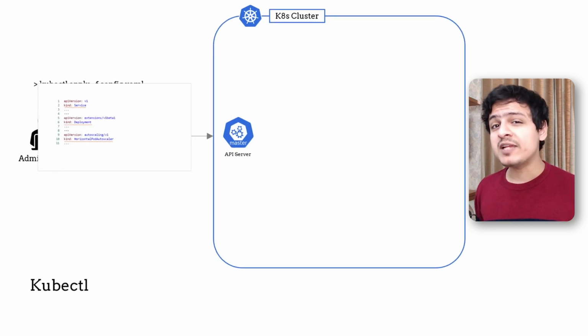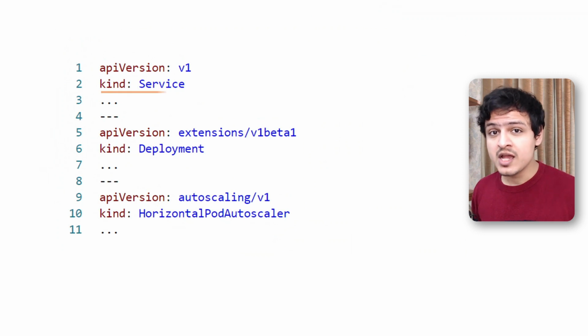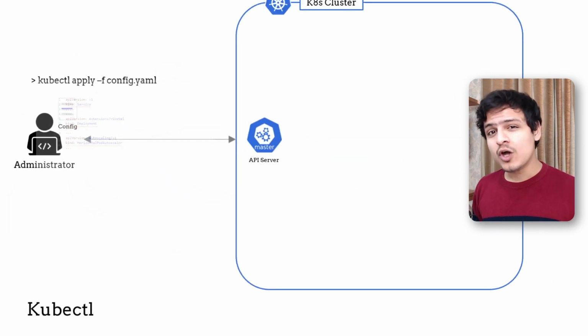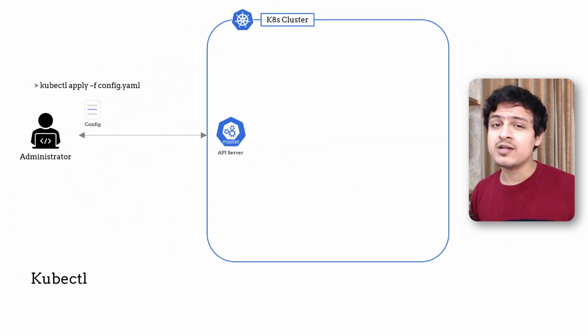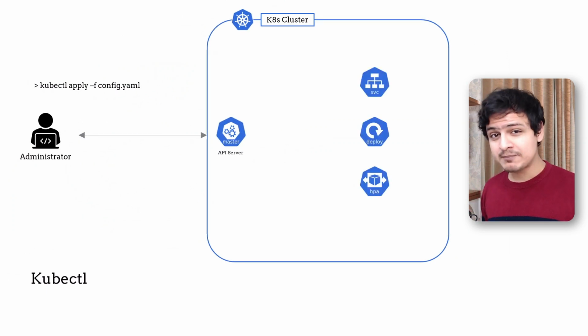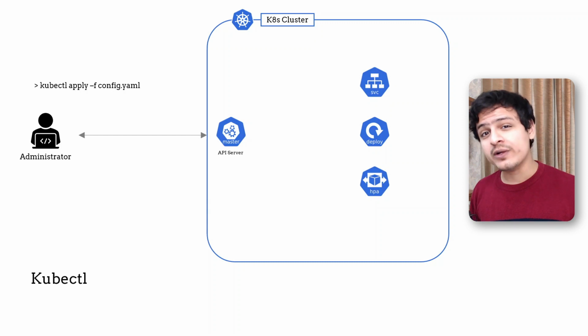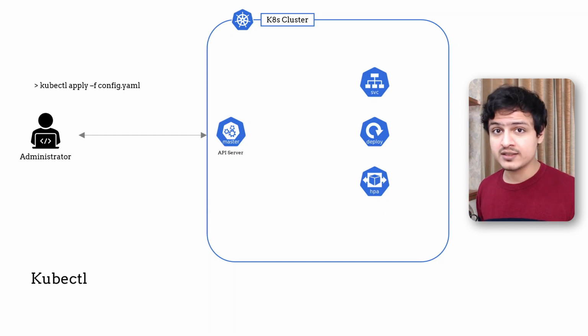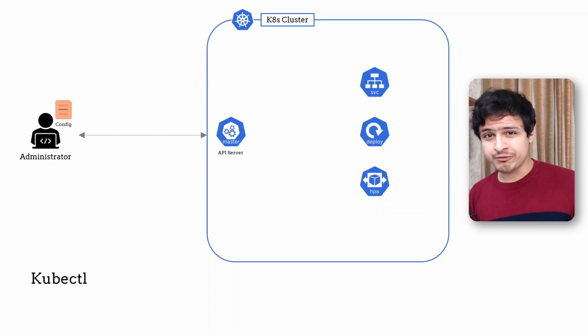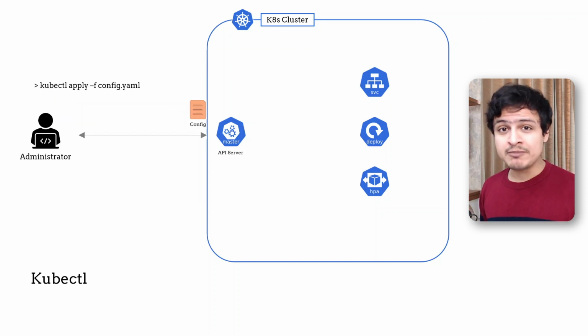Let's say I've defined my application using three config objects, a service, a deployment, and an HPA. I put these objects in a single YAML file and run kubectl apply. As you may expect, kubectl will go ahead and create those objects in Kubernetes. But now I realize that I don't want an HPA. So I remove it from my config file and reapply it using the same command.